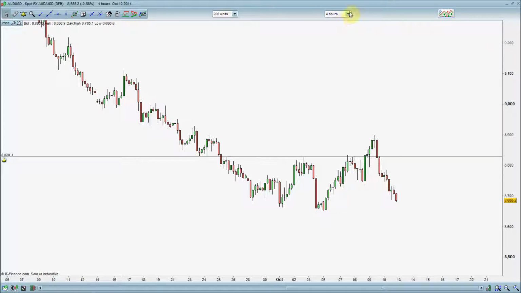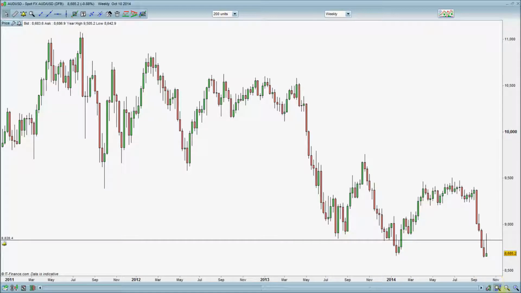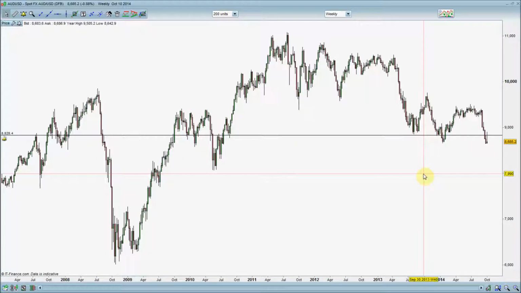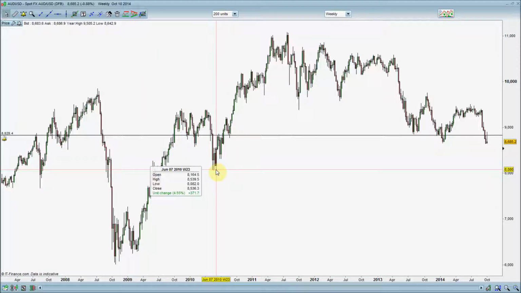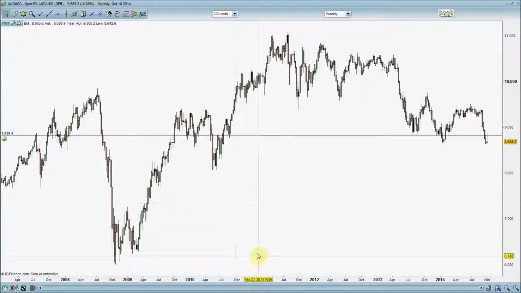It's historically high. If we take it down to some of the bigger time frames and scrunch that up a bit on the weekly chart, you can see that in October 2009 it was as low as 60 cents to the dollar. So there's still quite a fair way for it to go to reach those sort of lows.